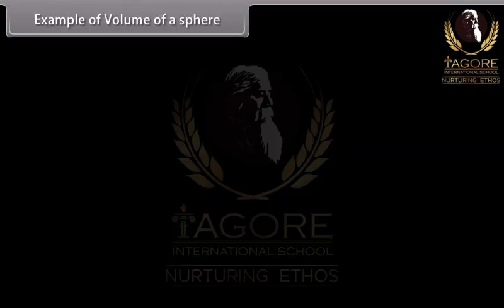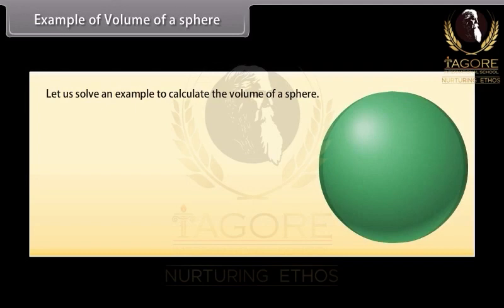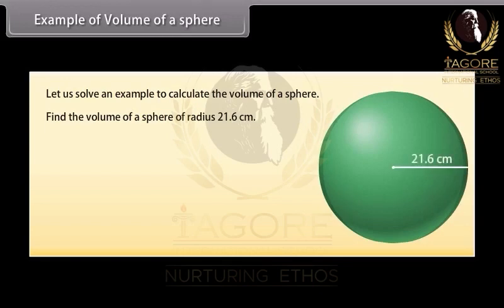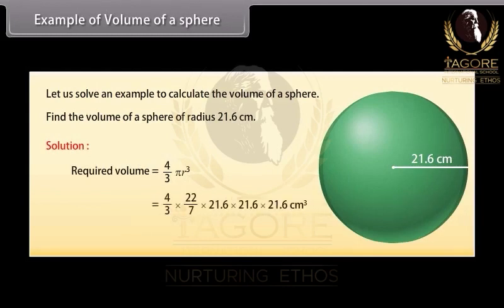Example of volume of a sphere. Let us solve an example to calculate the volume of a sphere. Find the volume of a sphere of radius 21.6 centimeter. Solution. Required volume is equal to 4 upon 3 pi r cube, which is equal to 4 upon 3 into 22 upon 7 into 21.6 into 21.6 into 21.6 centimeter cube, which is equal to 4230.34 centimeter cube.